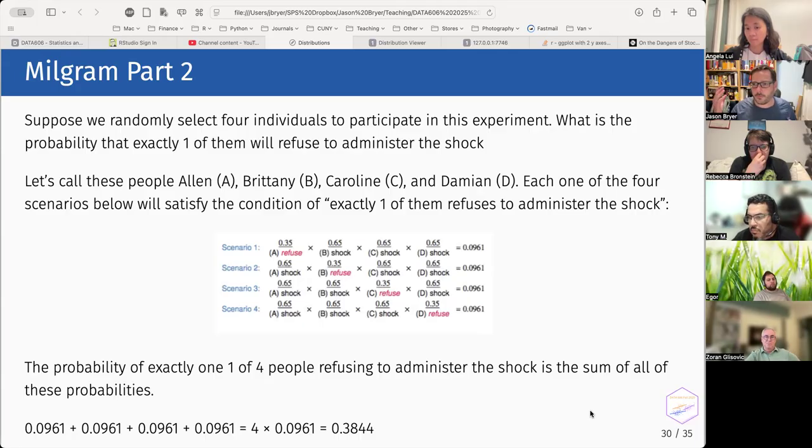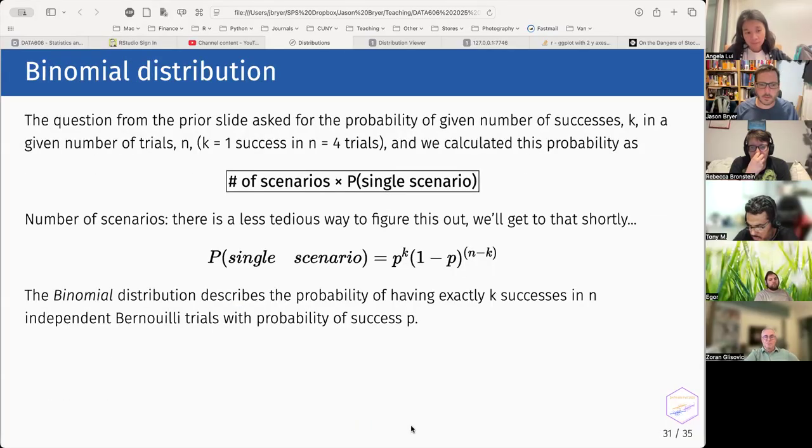So out of 4 trials, getting exactly 1 person to refuse the shock is about 38%. So this describes what we call the binomial distribution, right? Which is the probability of so many successes in so many trials. And this comes up all the time in data science. And we're going to see this again when we talk about logistic regression. We want to do predictive modeling with a 0-1 outcome.